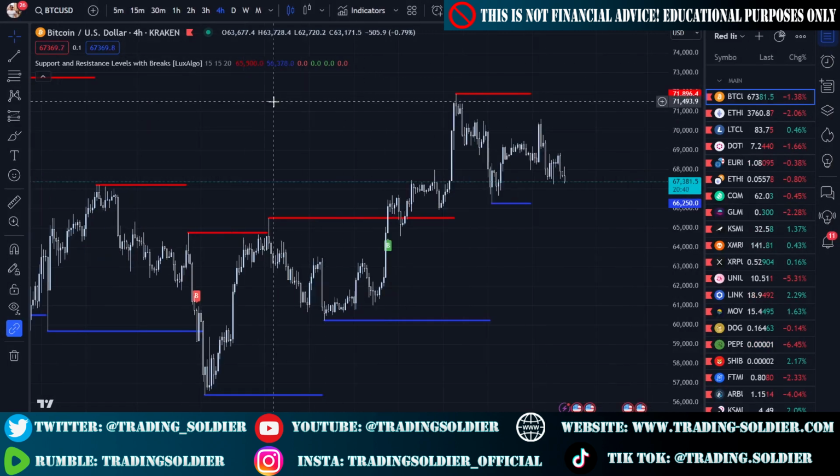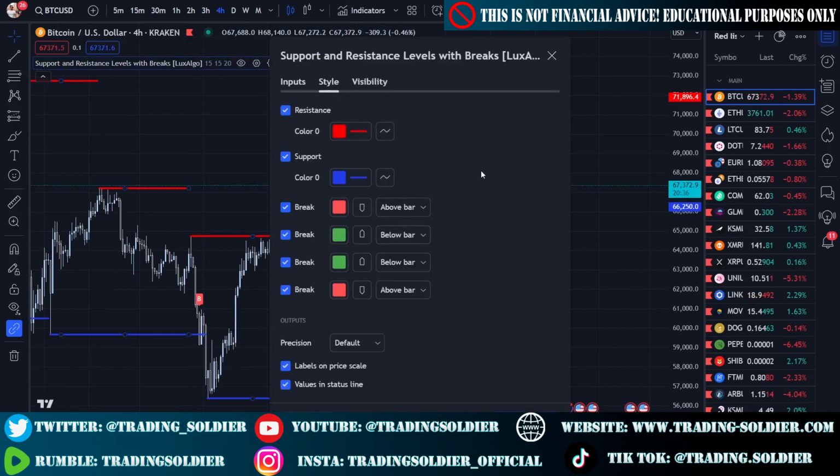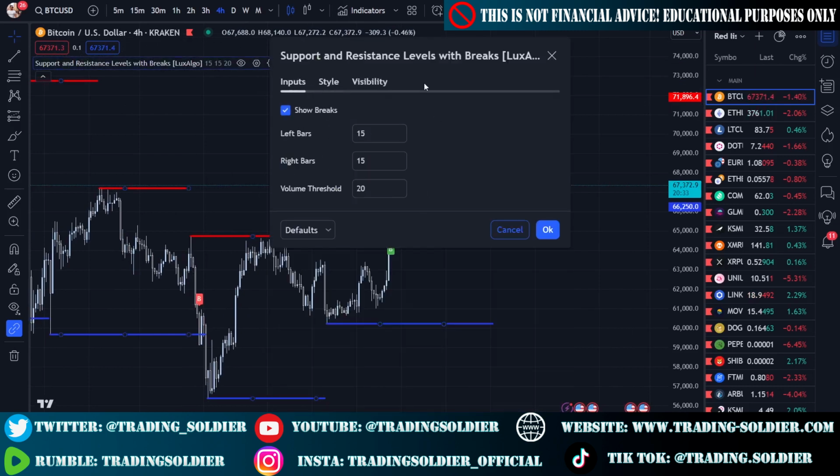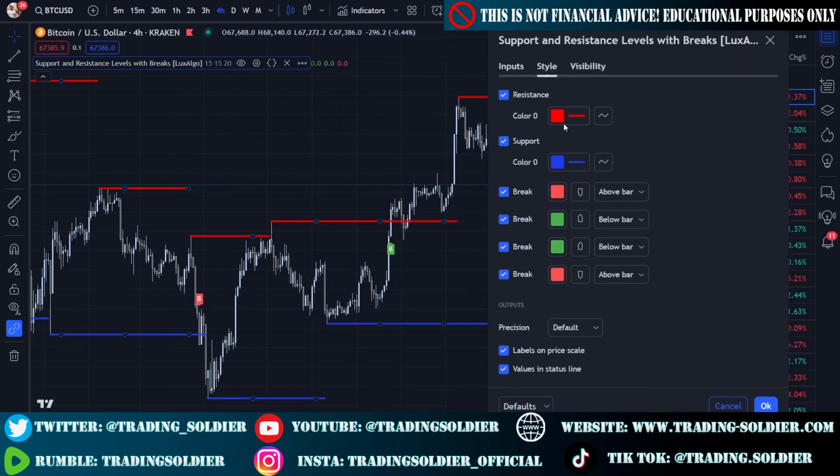So now that we have added the indicator to our chart, we go into the settings of the indicator, and as we can see, the settings are very simple. You have basically the look period of the left bars and the look period of the right bars, and also the volume threshold that calculates the volume to calculate the swing levels in the indicator. Also, you can change the style. In this case, we have the resistance levels in red and the support levels in blue. And also we have the breaks, okay?